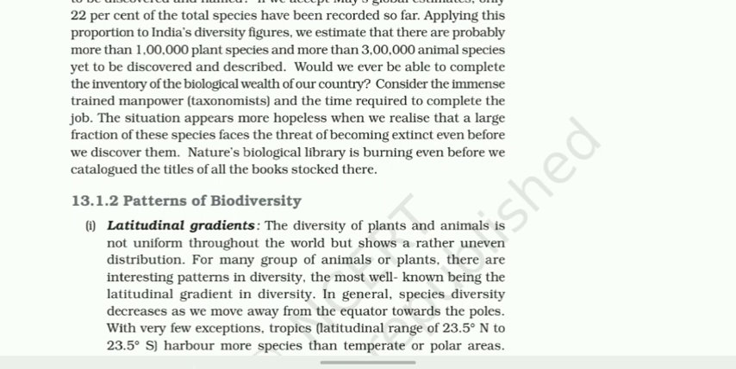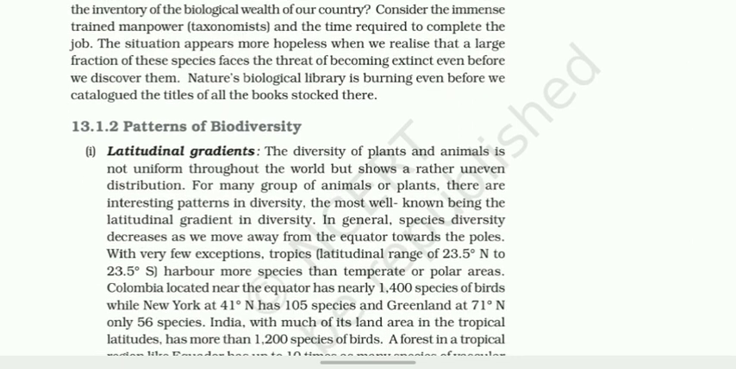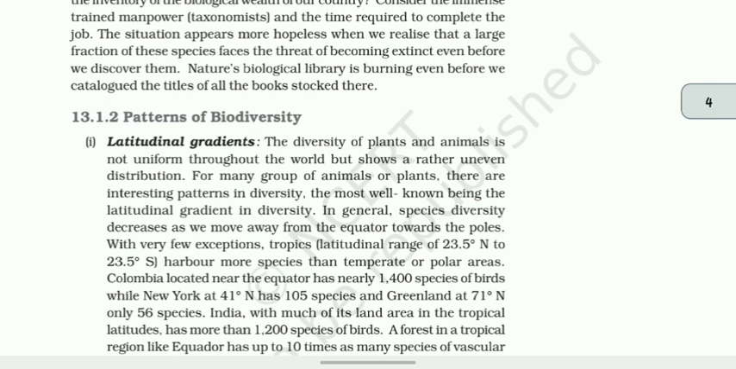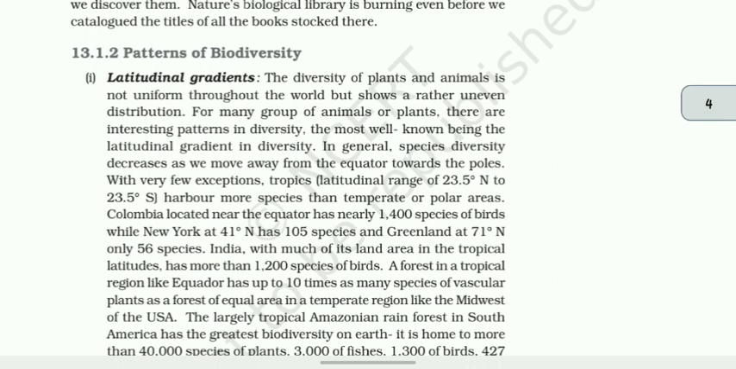Would we ever be able to complete the inventory of the biological wealth of our country? Consider the immense trained manpower, that is taxonomists, and the time required to complete the job. The situation appears more hopeless when we realize that a large fraction of these species faces the threat of becoming extinct even before we discover them. Nature's biological library is burning even before we have catalogued the titles of all the books stocked there.